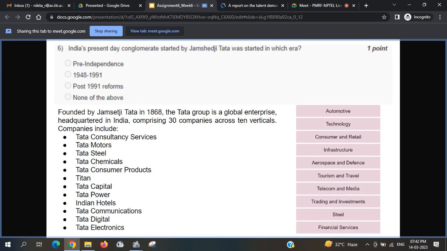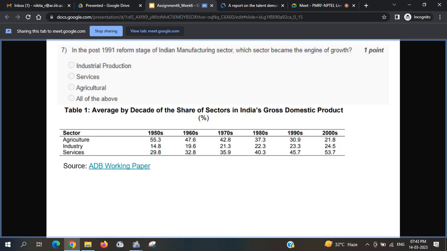Then this is a question about the growth of industries and economy in India over different eras. So this has been divided into the pre-independence era, the era after independence up until the 1991 reforms, then the era after the post 1991 economic reforms, and then the current. A part of this discussion was when the conglomerate started by Jamshedji Tata, that is the Tata conglomerate, was established. So this question is pertaining to that.